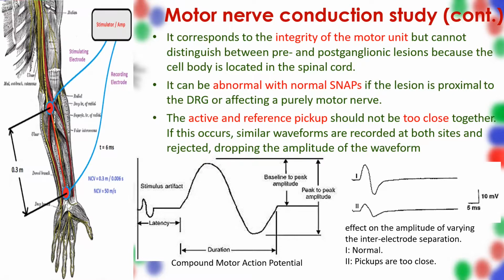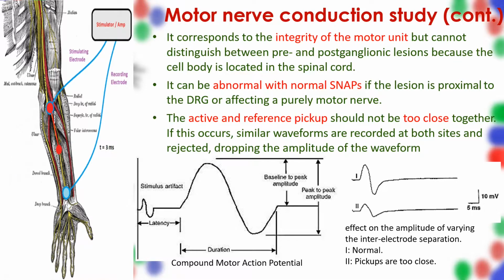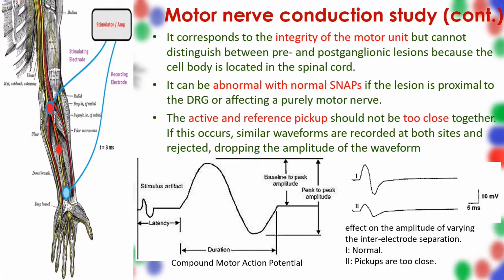Now, it cannot distinguish between the pre and post ganglionic lesion. The reason is that we are stimulating after the nerve is emerging from the spinal cord. So we are stimulating at this point. The nerve is emerging from the spinal cord, so we are stimulating after the ganglion has been passed. So that is why we cannot distinguish between pre and post ganglionic lesion from this kind of graph. So compound motor action potential does not distinguish between the pre and post ganglionic lesions.